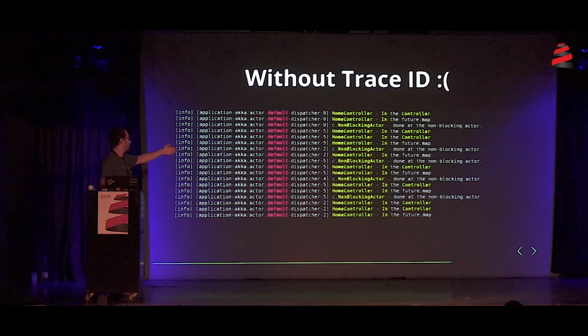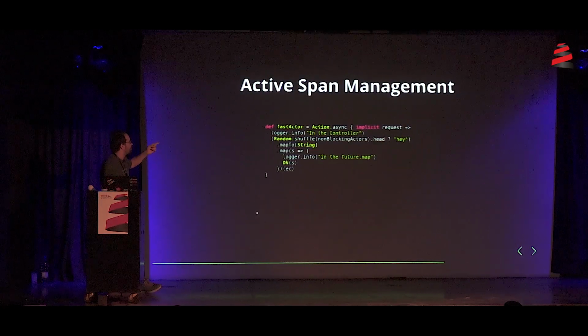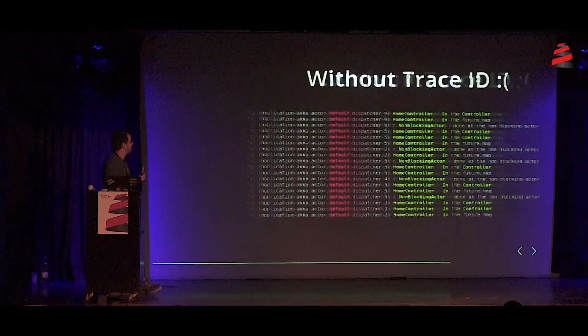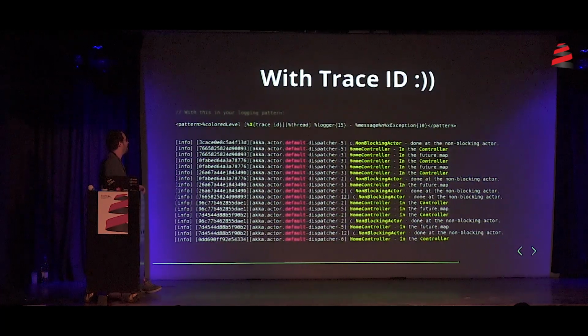You can see the threads where these things are happening, this and that and the other, but you cannot correlate these. There's supposed to be one in the controller, one in the future, and actually there is another log line in the actor itself. And you don't know which one belongs to which one. They are definitely not tied to the same thread, because that's not how things work. But what can we do about it?